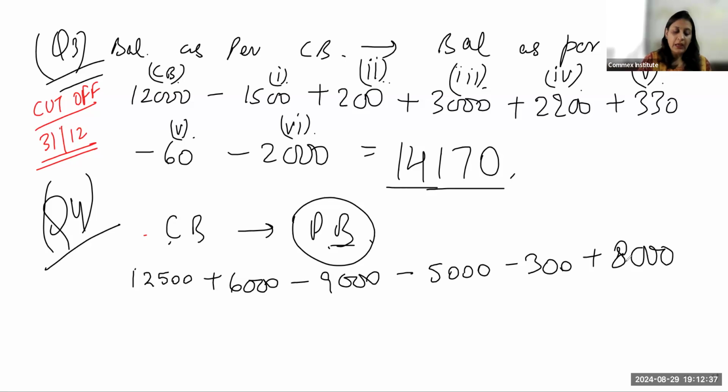And then interest on investment collected by the bank. Bank directly collected interest on our behalf. He increased our balance. The cashier didn't know anything about it, so we also increase the balance, because we have to reach the banker's balance.